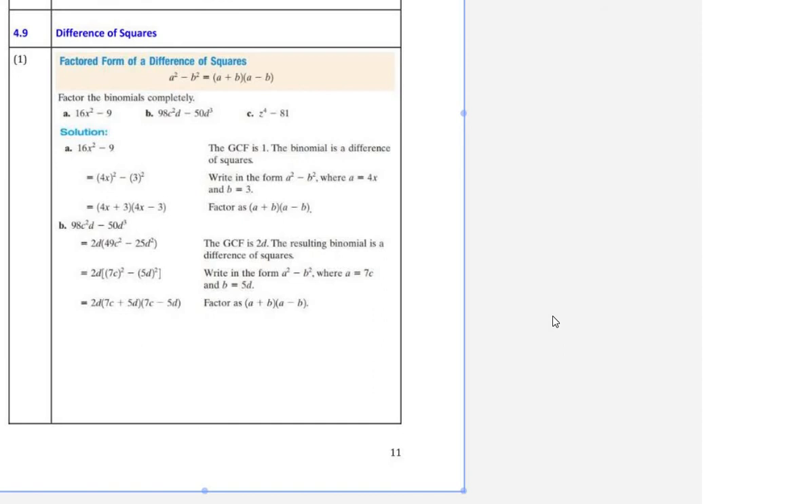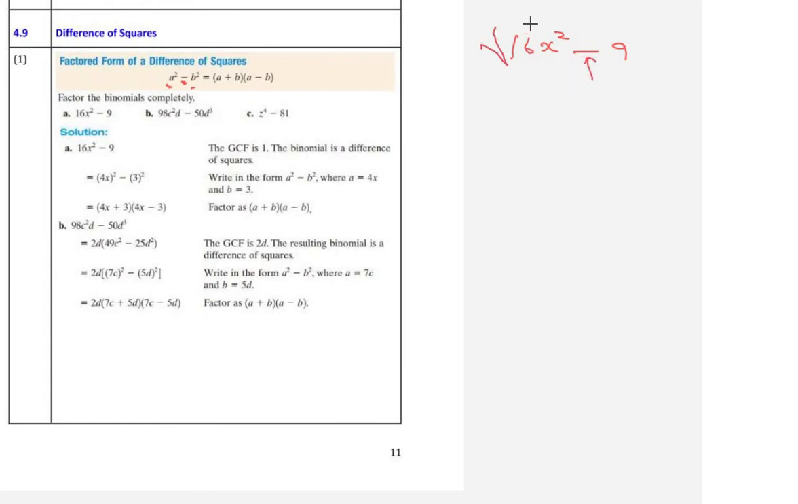Now, if we look at the difference of squares, I always say, listen to the words. It's the difference of two squares. So like 16x squared minus 9. So there's my difference. And this is a square because I can find the square root, and this is a square because I can find the square root. So this is the difference of two squares.